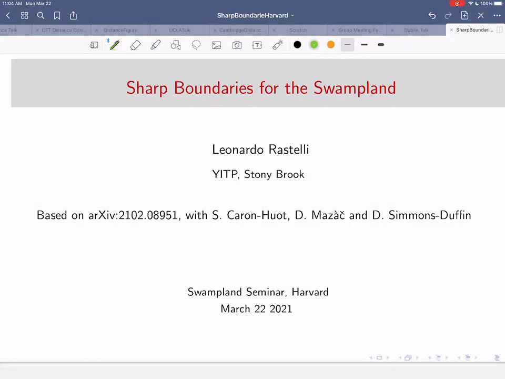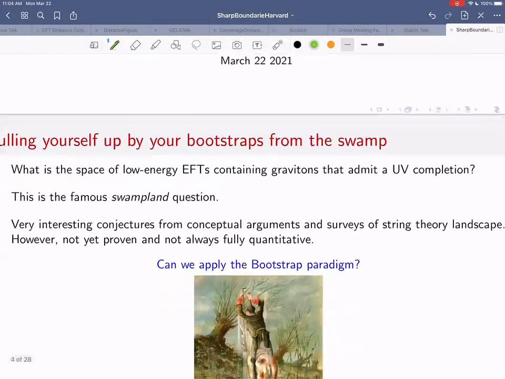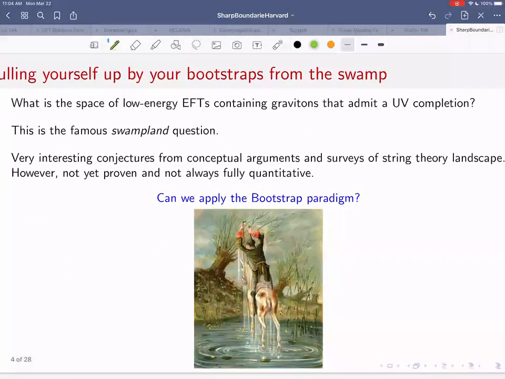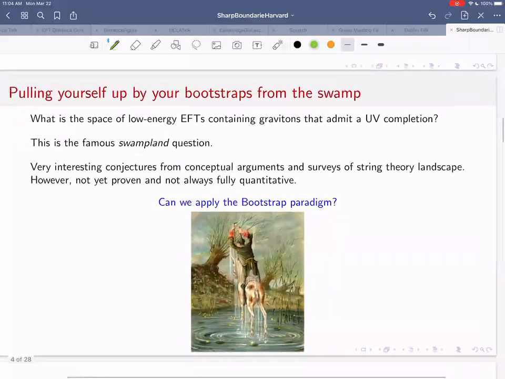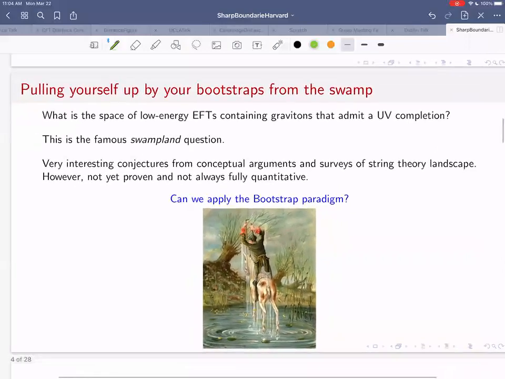So I will tell you about this recent paper that we wrote with Simon Caron-Huot, Daniel Mazac, and David Simmons-Duffin, as well as some work in progress, but I don't think I'll get to the work in progress realistically. And as I understand, there's plenty of time for questions, so please interrupt me anytime. I really would like to make this as interactive as possible. So let me start with a very quick motivation.